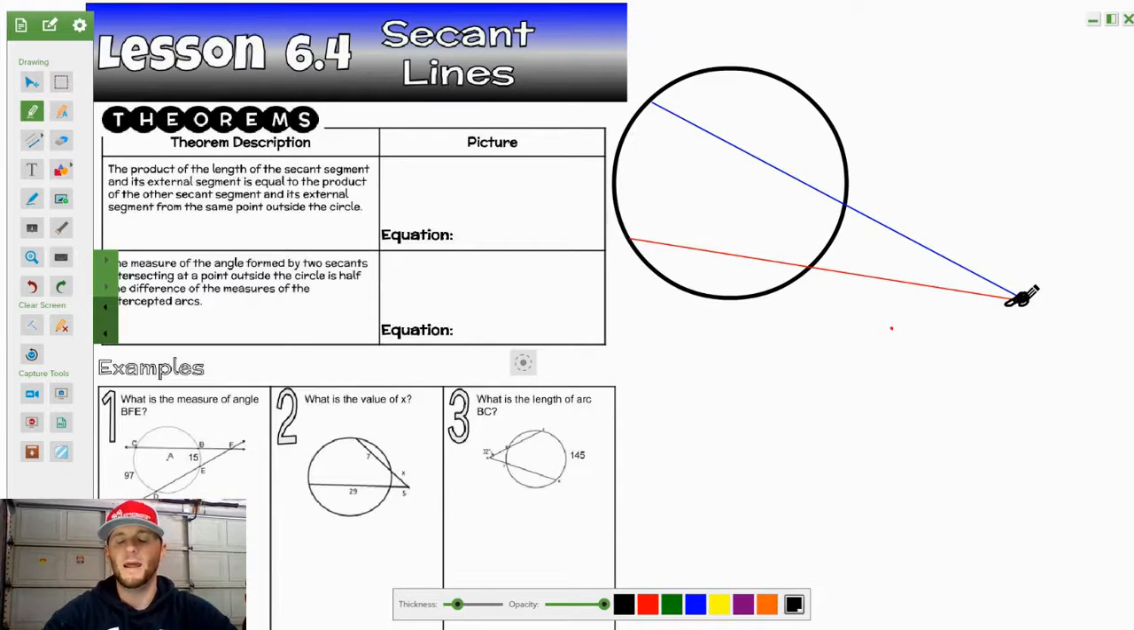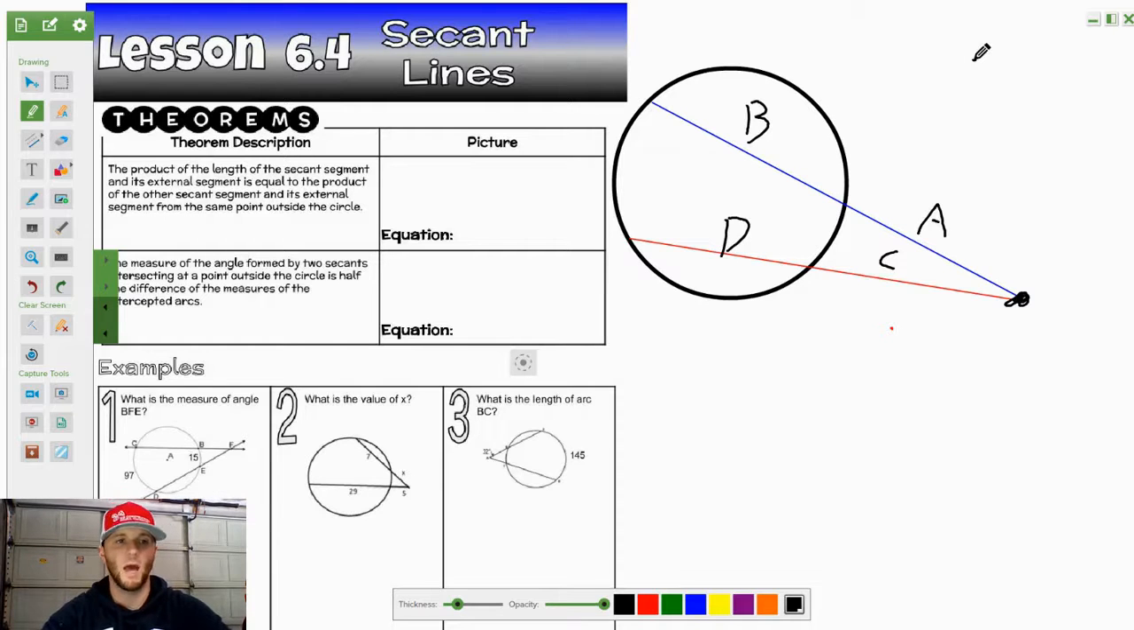Okay, and right now, I'm going to go ahead and label this. I'm going to call this part right here A. I'm going to call this part right here B. I'm going to call this part right here C. And I'm going to call this point right here D. And I'm going to color code this so we can see it.